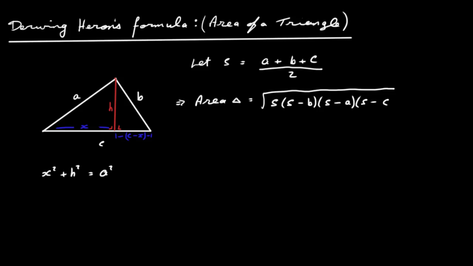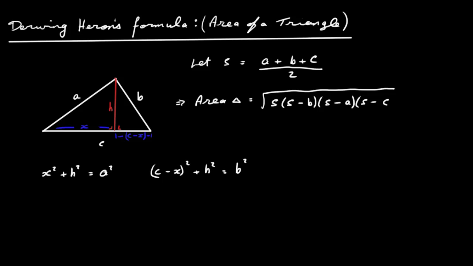The triangle on the right then, we can say (c minus x) squared plus h squared is equal to b squared. So we have two formulae here, both with two variables. We have an x and an h in here. We have an x and an h in here on the left as well. So we need to try to get h in terms of a, b, and c using these two formulae.